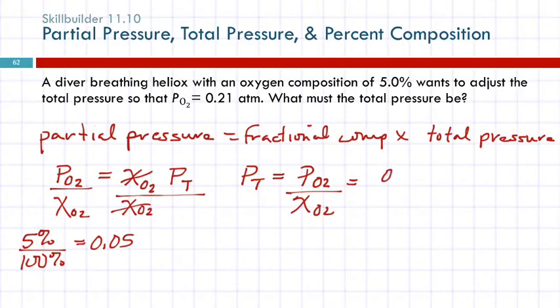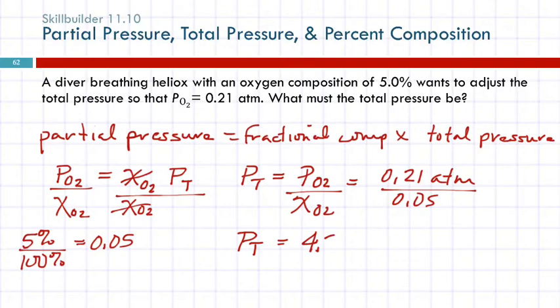So 0.21 atmospheres divided by 0.05. So 4.2 atmospheres. So that heliox would be good to breathe at a total pressure of 4.2 atmospheres, or about 30 meters below the surface. Any questions?